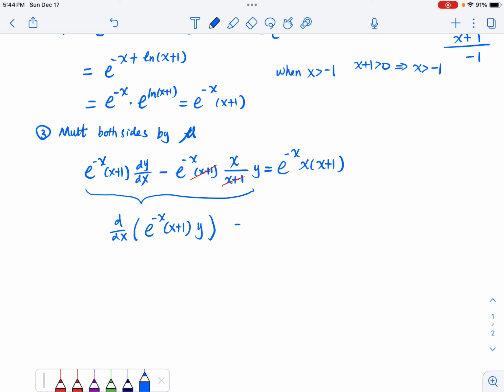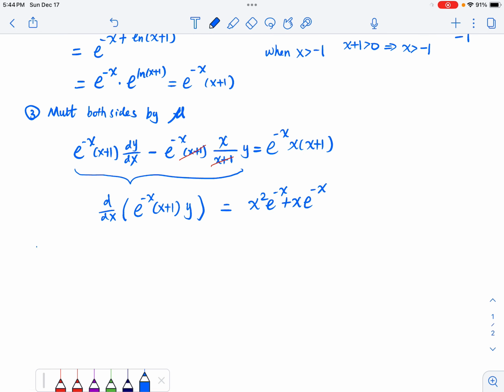That's how we find the integrating factor. So you can always check, find the derivative of this guy. You will see it is this guy. And the right hand side will be just, so I'm going to write this as x squared e to the negative x plus x times e to the negative x. I just expand it, okay?